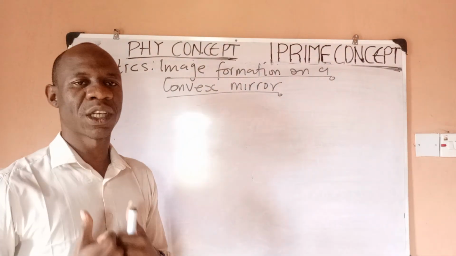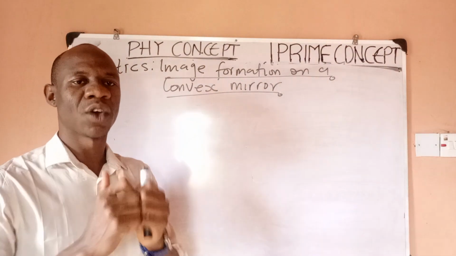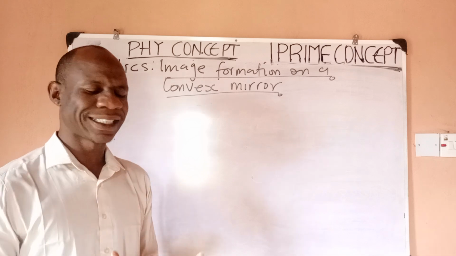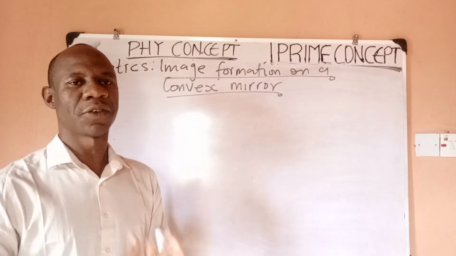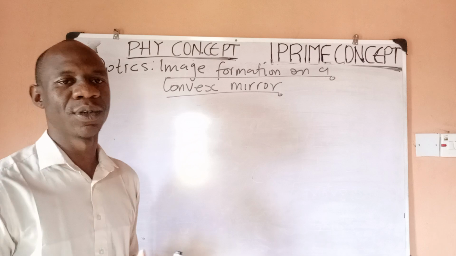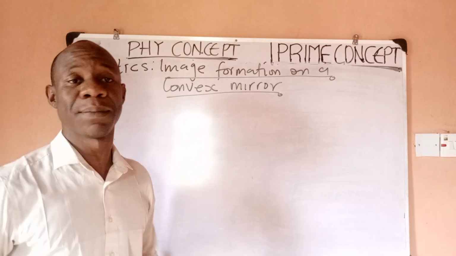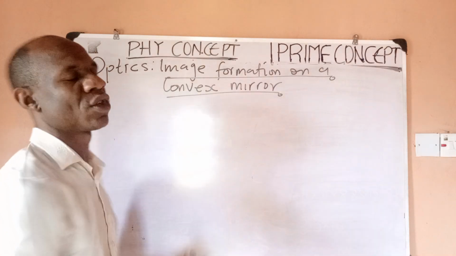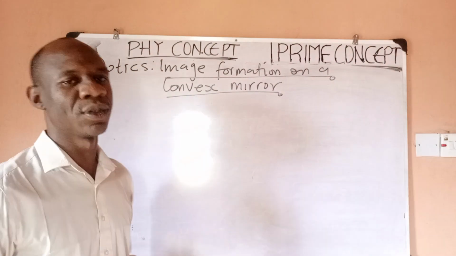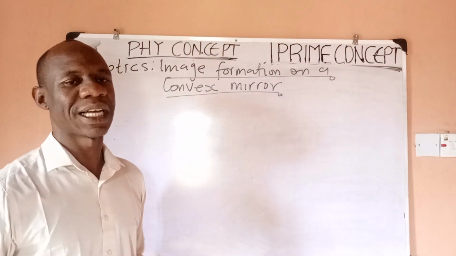In our previous videos, we considered image formation on a concave mirror, and we considered 6 different positions of object. Now for a convex mirror, irrespective of where you place your object, the image will be formed on the same side. So we have only one condition to consider for the convex mirror. I'll be drawing that so that you can understand the concept.